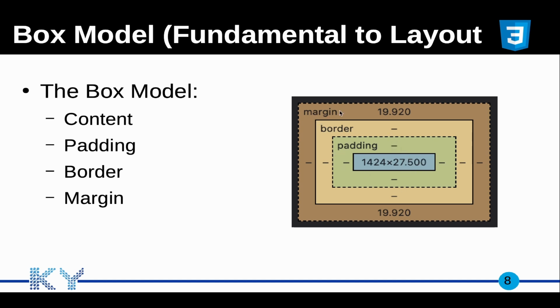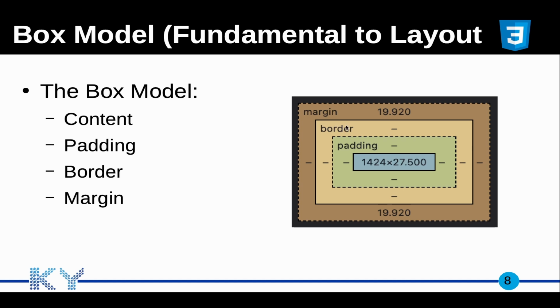Then the margin is the space outside of the border. The padding is the space between the border and the content. So in CSS, everything is seen as a box. The content is in between, at the lowest level. The padding is the space between the content and the border, and the margin is outside the border.